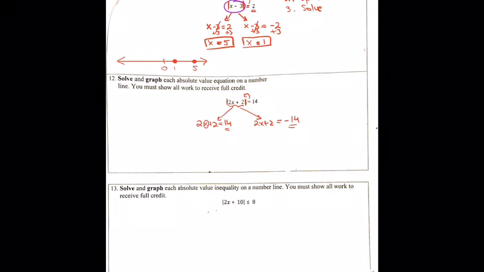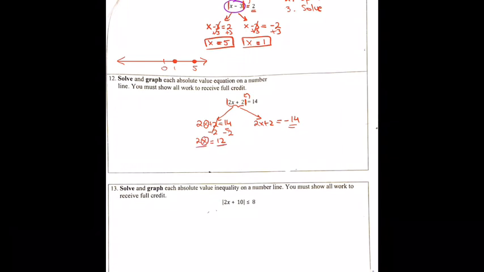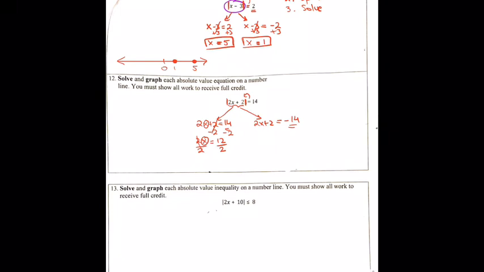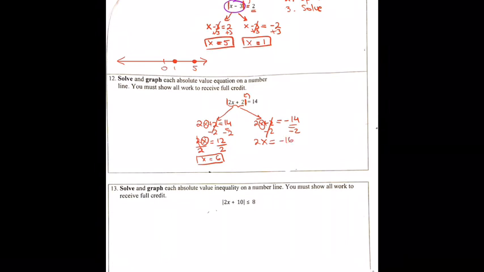Again, I need x by itself, so the first thing I get rid of is that constant. So I subtract the 2 on both sides and get 2x equals 12. Again, I still need x by itself, so now I can divide by 2 on both sides. The 2 goes away, and I get x equals 6. If I look at my second equation, same idea, I need x by itself, so I'm subtracting a 2 on both sides. The 2 goes away, and I get 2x equals negative 16. I still need x by itself, so I'm dividing by a 2, and I get x equals negative 8.